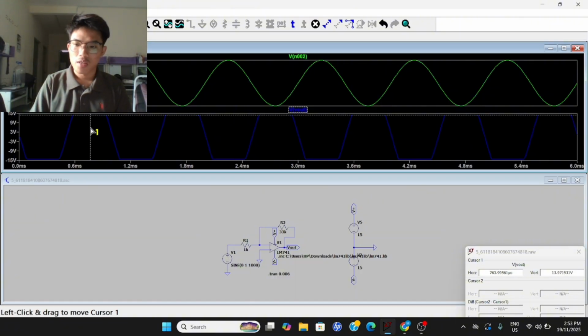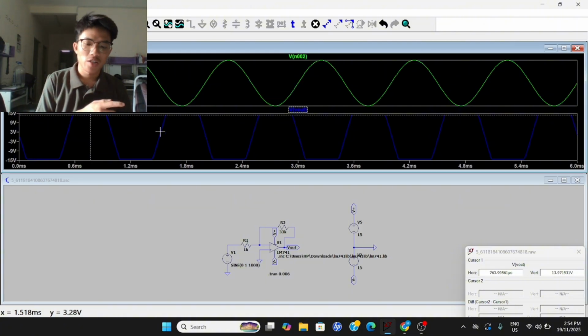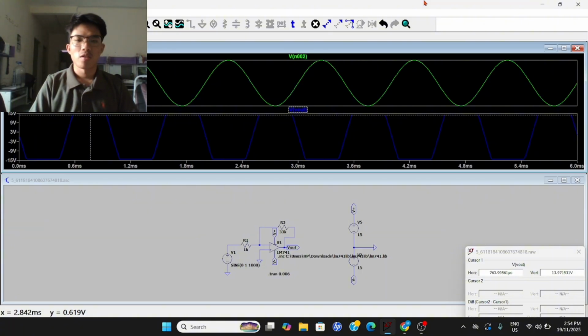So I got 13.97. It's not equal to the calculation. Is it because the voltage setting is 50 volts, but the amplifier can only use 40 volts, according to the datasheet of the LM741?